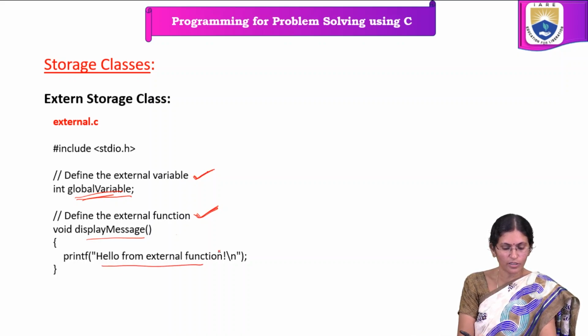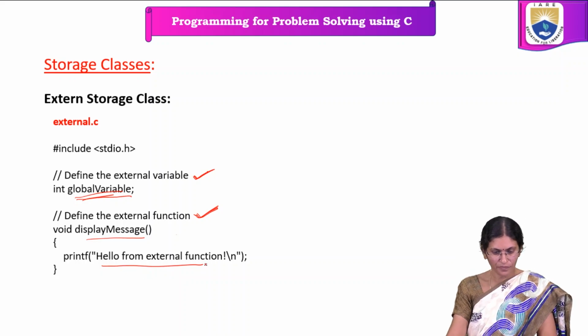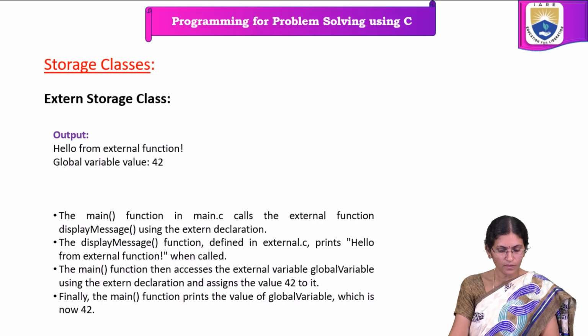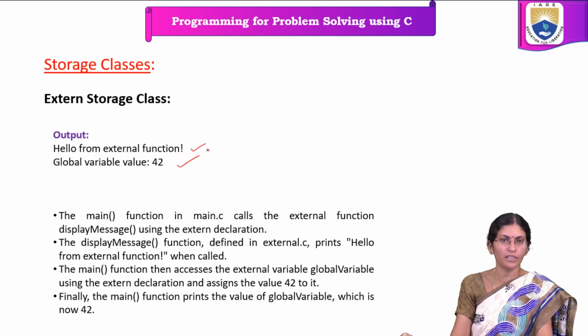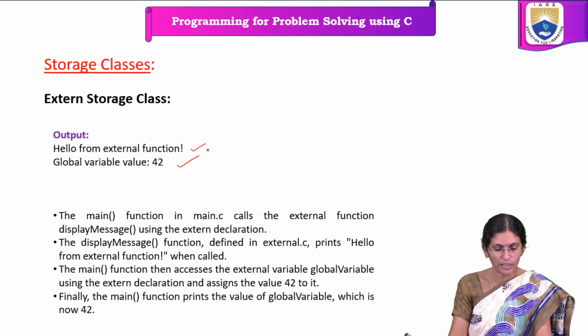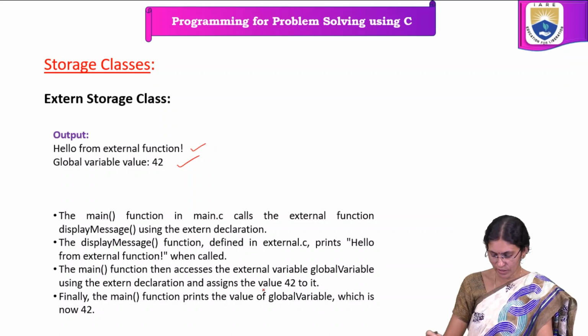So this is what it includes. Definition of the function includes hello from external function. Now let us see the output when you combine these two files and run them together. We will get the output as hello from external function and global variable value is 42. Now let us see how this program is executing, how these two files work together.